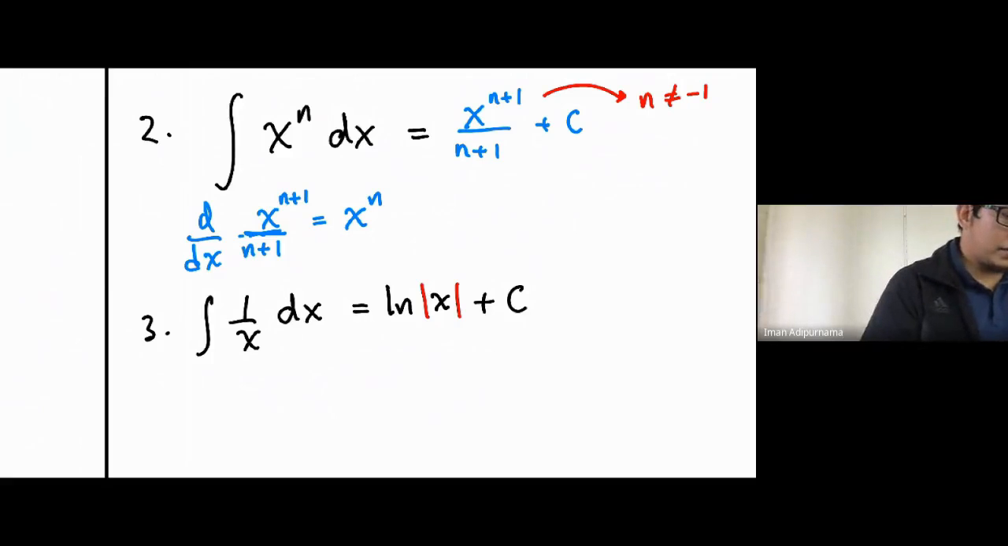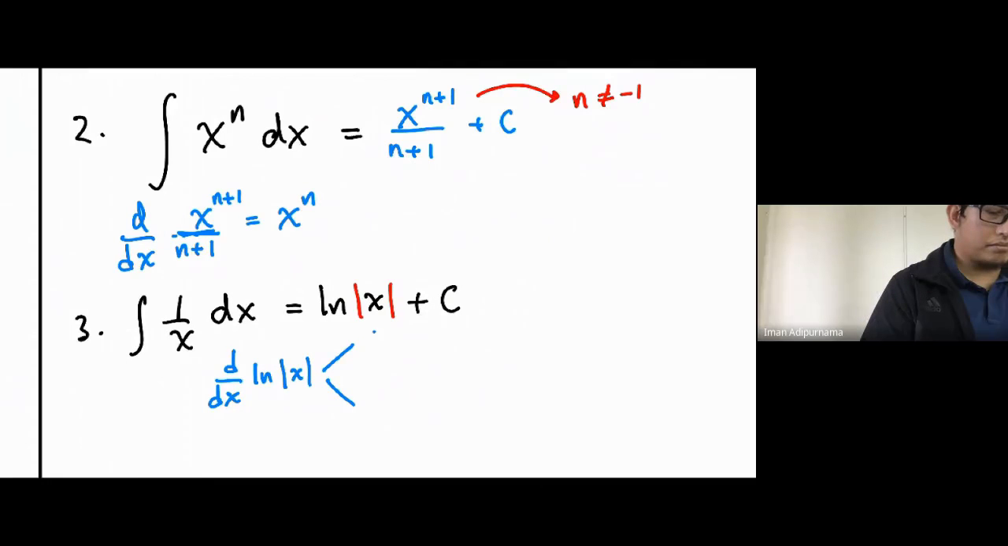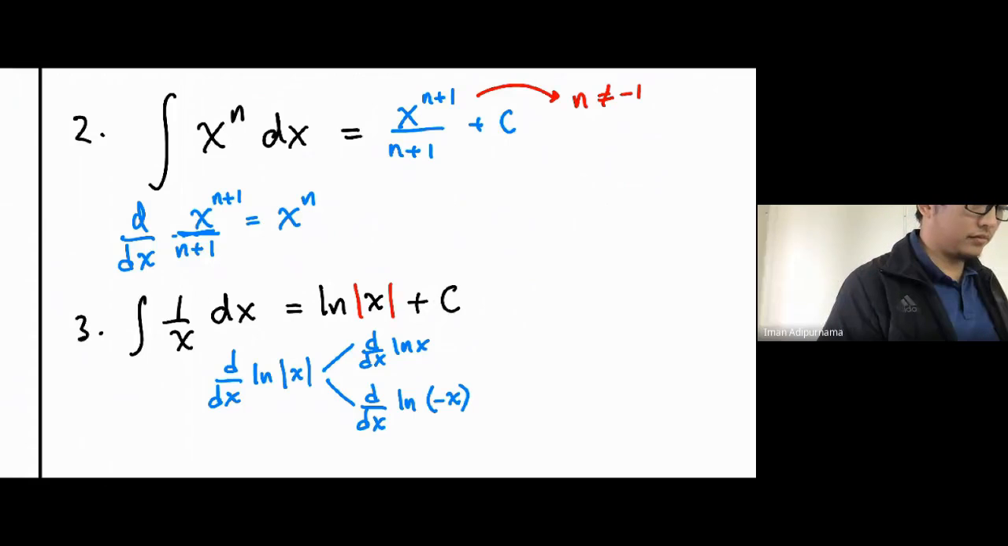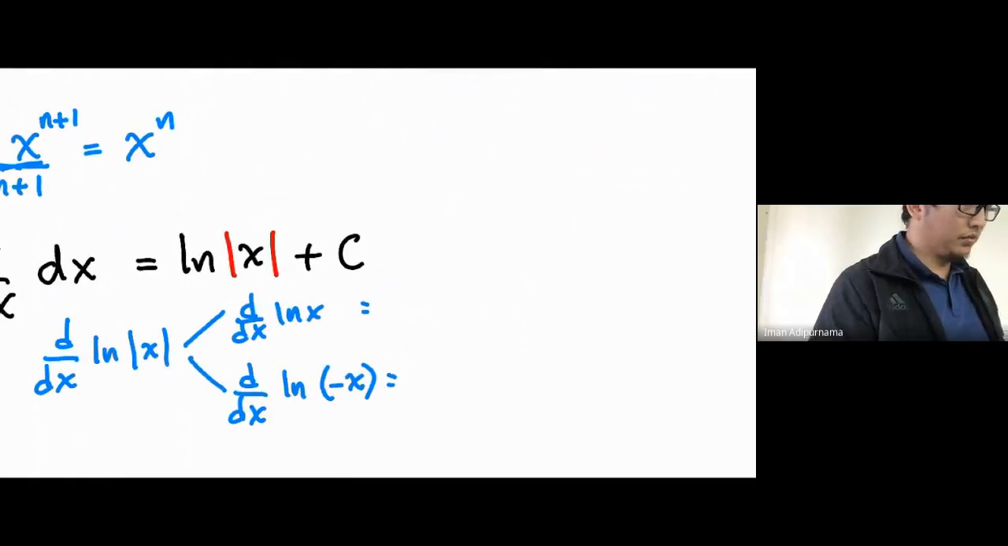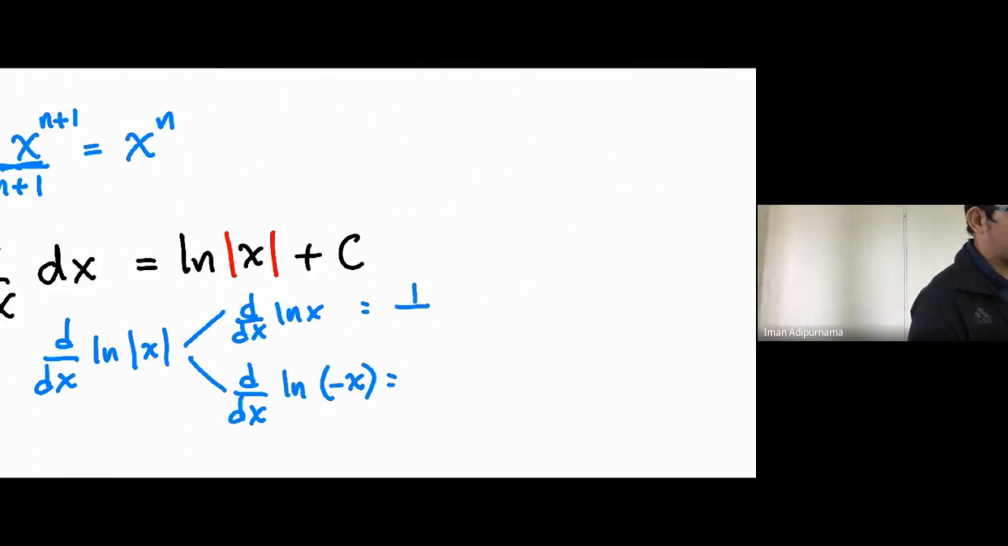If we are trying to check this, we can check d/dx ln x and d/dx ln(-x). Of course, for ln x the derivative is 1 over x. What is the derivative of ln(-x)? You bring down -x to the downside, right? The derivative of -x is -1, right? So it's the same 1 over x.